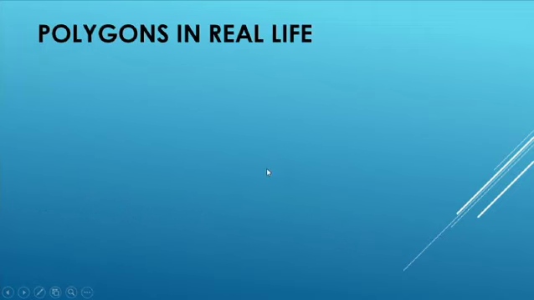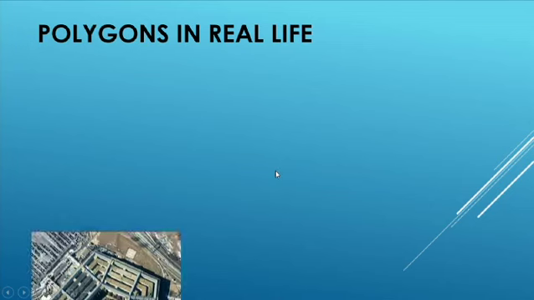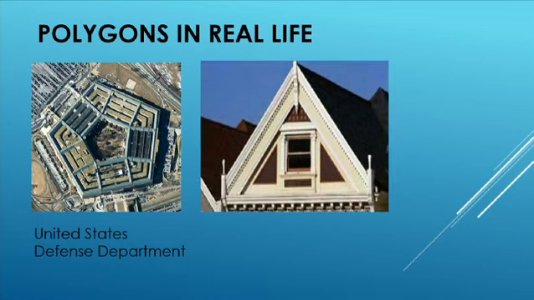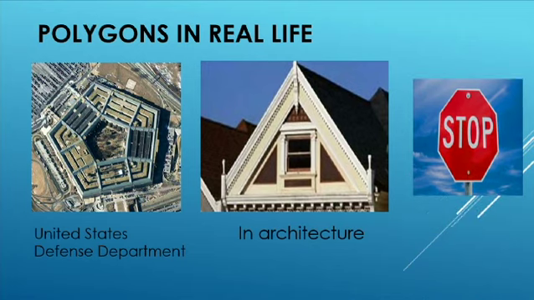Right. Where can we see polygons? Now, the first one, right, you've seen that. How many sides does it have? Well, 5 sides. 5 sides, if you recall, it is called a pentagon, right? And the United States Defense Department, it's called the Pentagon. Then we can see polygons in architecture and in road signs. That's the stop sign.